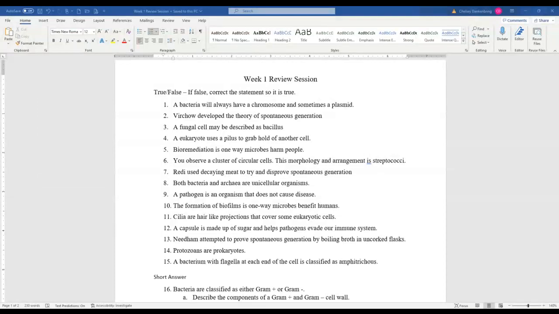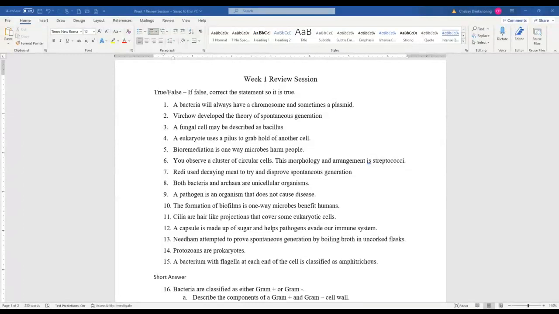Number 6. This is something that is going to be really important for your unknown report as well, so we're going to spend a little bit of time on number 6. You observe a cluster of circular cells. This morphology and arrangement is streptococci. True or false? Streptococci. All right, on 3. 1, 2, 3, go. I know y'all are like, this lady never gives us true. I do, I promise.